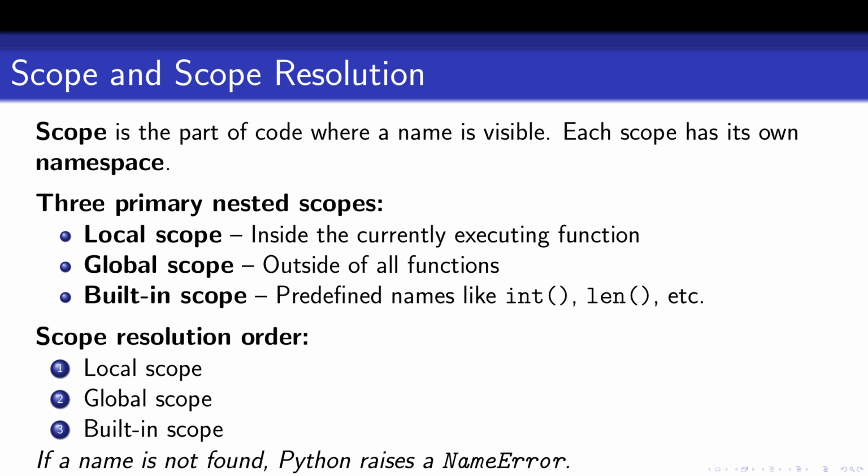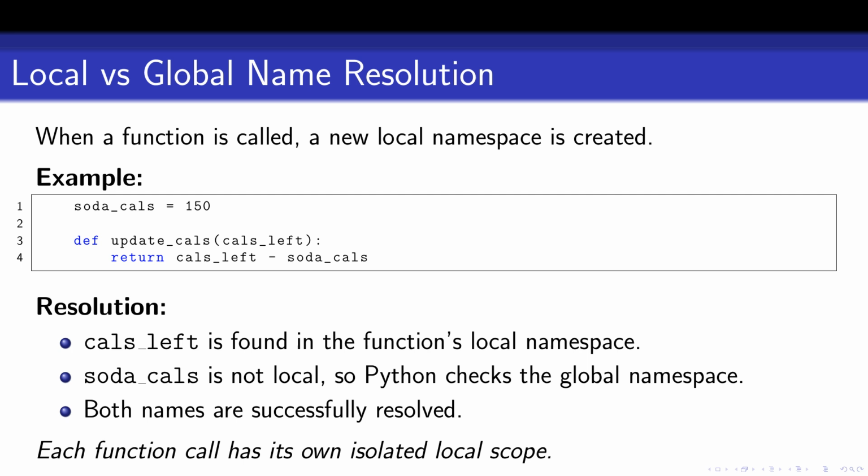Understanding this hierarchy is essential when you're debugging variable errors or shadowing issues. It's also useful when you're designing functions. Knowing where and how a variable is resolved can help you avoid accidental overrides or misinterpretations of scope. When a function is called, Python creates a new local namespace for that function. Any parameters or variables created during the function's execution exist in this temporary space.